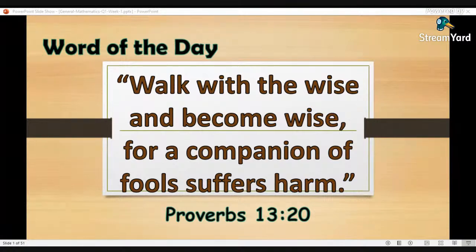Proverbs 13:20. It states that walk with the wise and become wise, for a companion of fools suffers harm. So, this Bible verse is related to our topic, which is about relations. Relations and functions. When we speak about relations in math, it's not about relations with other people, like mga love life ni John, but maybe you can connect this kind of relation later on pag abot sa inyo nga mga relationships. Yeah, charot. Okay, so let's continue.